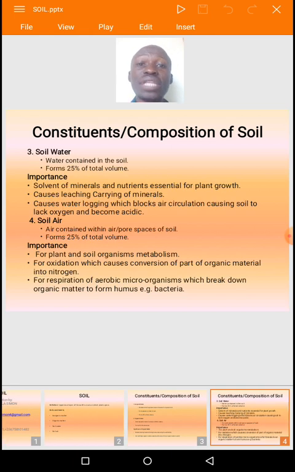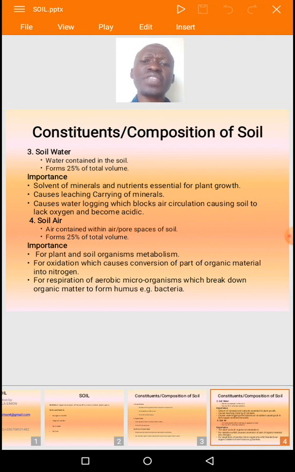Another important component is soil water. Maybe also to inform you, more than 90% of soil water comes from precipitation, or what we call rain. Water contained in the soil is what we are calling soil water. At other times we would say soil moisture. It forms 25% of the volume of soil. What's the importance? It acts as a solvent of minerals and nutrients.